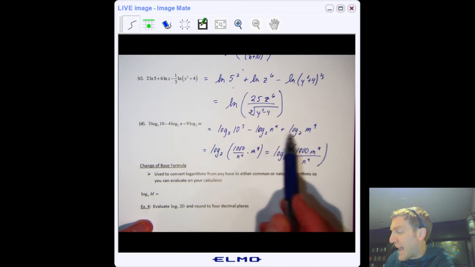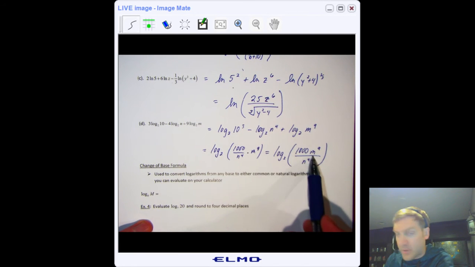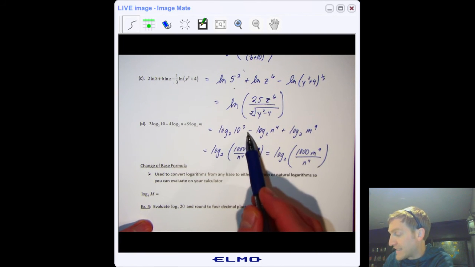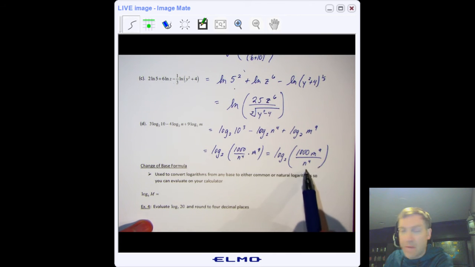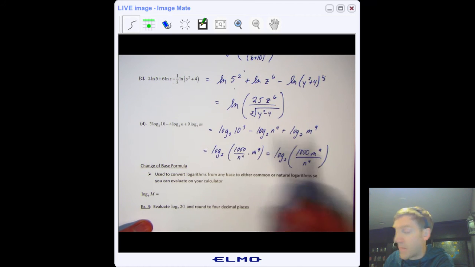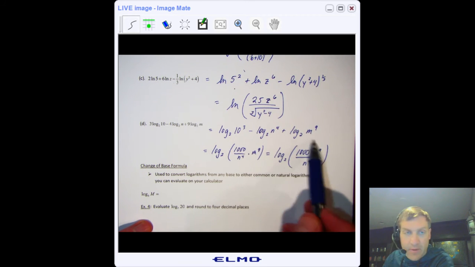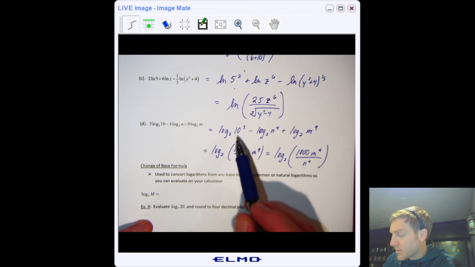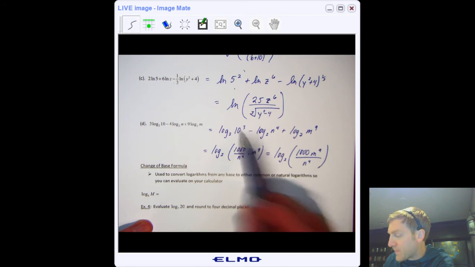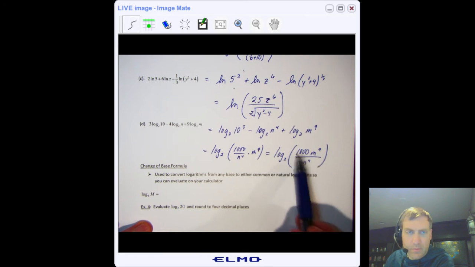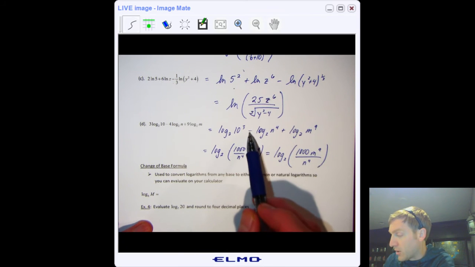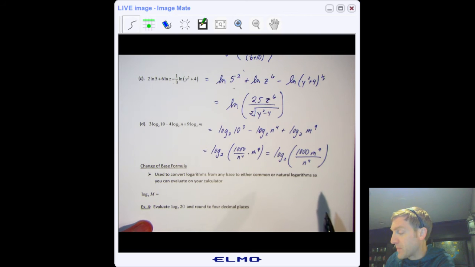Any log that's positive or being added, that factor ends up in the numerator. Any log that's negative or being subtracted, that factor ends up in the denominator. All right, that's a very important rule I want you to think of. Doesn't matter how many logs there are that are added, doesn't matter how many are subtracted, doesn't matter what the order is. So one more time, I'll say it again. Any log that's positive or being added, that factor inside the log ends up in the numerator. Any log being subtracted, that factor ends up in the denominator.